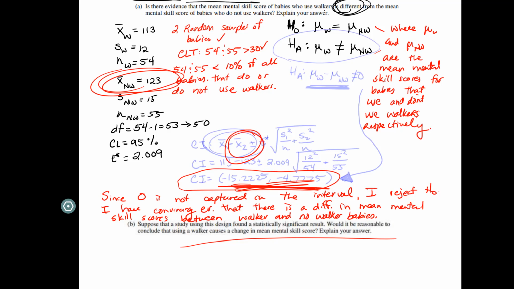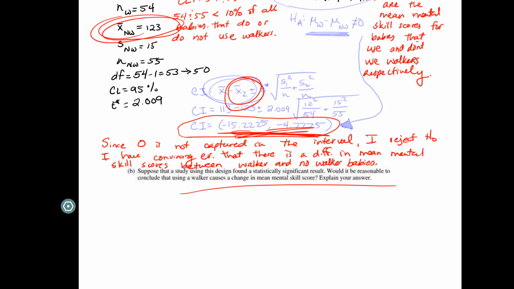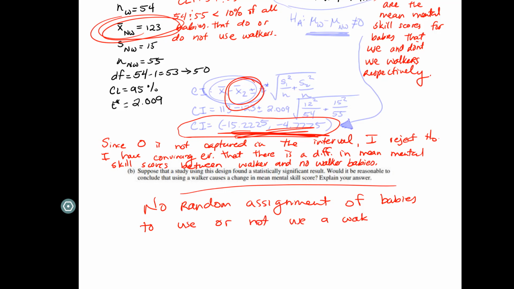Remember, we have to think about our scope of inference. Was there any random assignment of treatments? No. No random assignment of babies to use or not use a walker. And if there is no random assignment of treatments, that means this is not an experiment. And if we don't have an experiment, if we don't have that random assignment of treatment, we can't make a cause and effect conclusion.